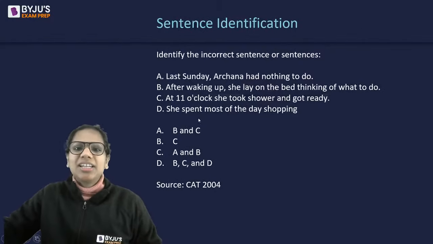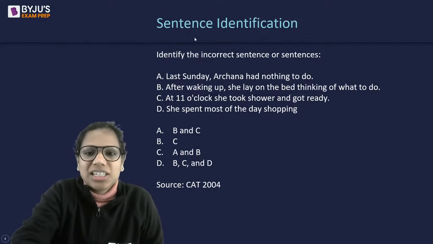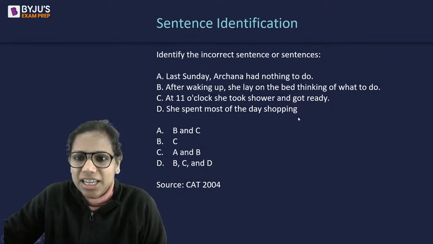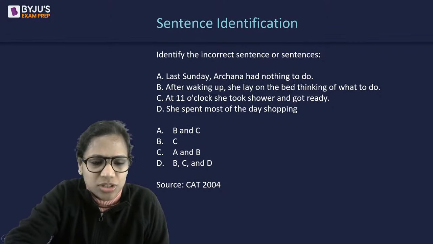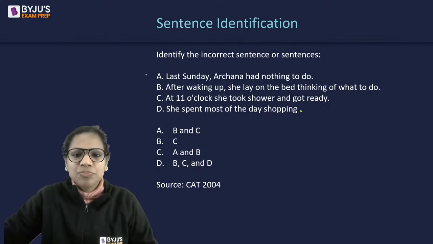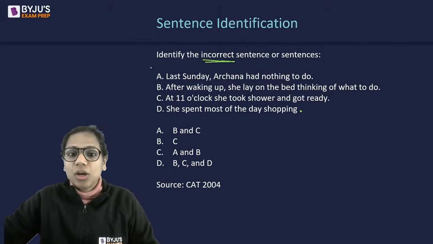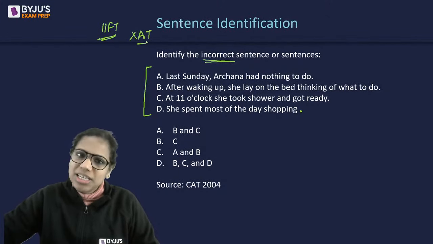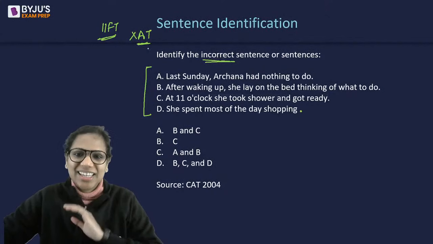Look at a sentence identification question right here. You have to tell me which sentence here is incorrect. Let me just correct a typo. Just one small correction from my end. Yes, there is a full stop here. Don't think that there is a punctuation error. So these are your sentences. You have to tell me which of them are incorrect. Now, this is the kind of question that can be asked from you. In fact, such questions were asked from you in IFT. Such questions have been asked from you in XAT also. So you need not worry. Look at it.